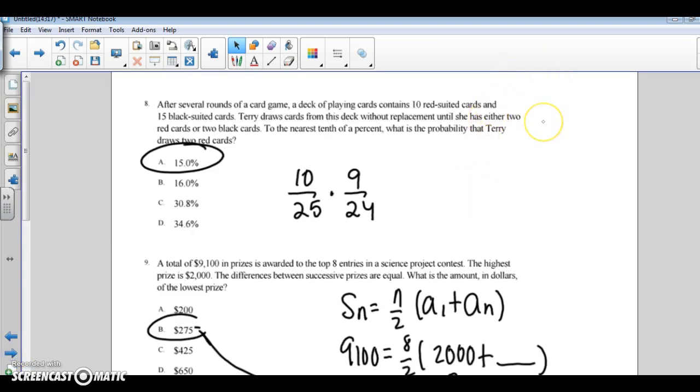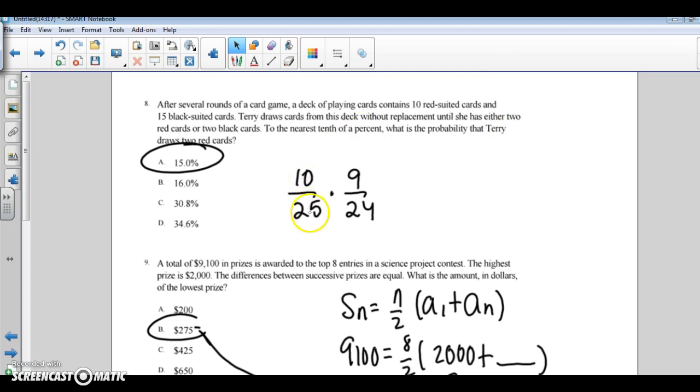Number 8, after several rounds of a card game, a deck of playing cards contains 10 red suited cards and 15 black. Terry draws a card from the deck without replacement, which means they take it out and leave it out. To the nearest 1/10 of a percent, what's the probability that Terry draws 2 red cards?